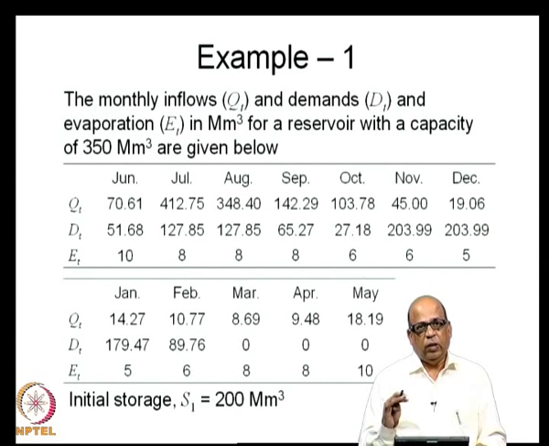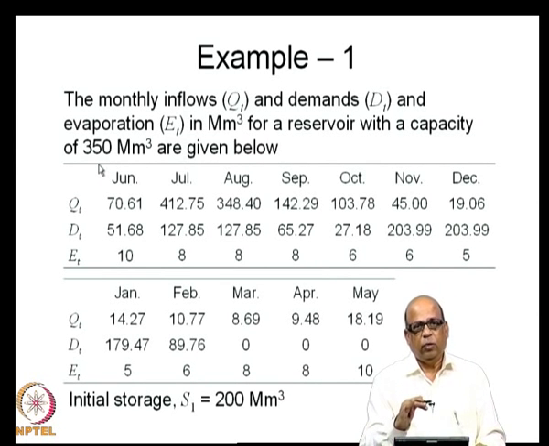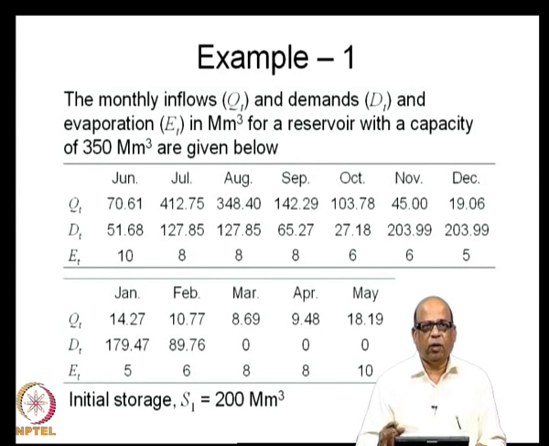Now, for simulation of operating policies, typically we specify the storage at the beginning of the first time period. So, we will start with S 1 equal to 200 million cubic meters. The reservoir capacity is 350 million cubic meters. So, we start with 200 million cubic meters, and then the inflow will start, and we will release according to the standard operating policy and see how the reservoir behaves.